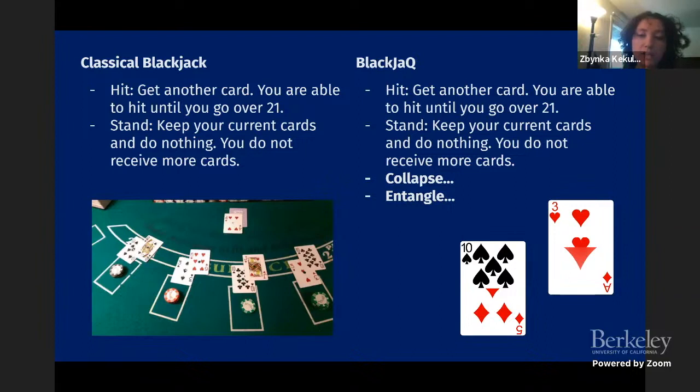And in Blackjack Q, one thing to notice, as you see here on the right, we have 2 cards which are superposed. So this card is a 10 or a 5, and the one on the right is a 3 or an ace.